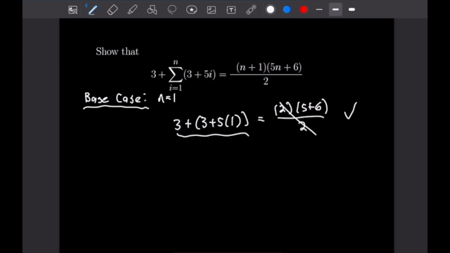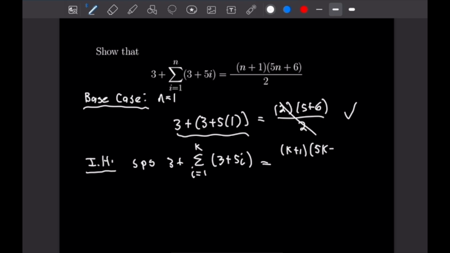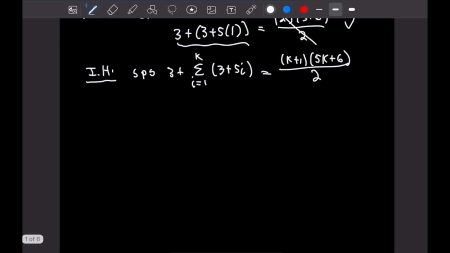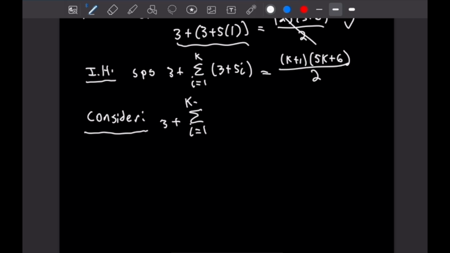Next, we're going to want to write out our induction hypothesis. Our induction hypothesis is: suppose that 3 plus the sum as i goes from 1 to k of 3 plus 5i is equal to k plus 1 times 5k plus 6 over 2. Great. Next we want to consider the k plus first case, or the next case. So we're going to consider 3 plus the sum as i goes from 1 to k plus 1 of 3 plus 5i.